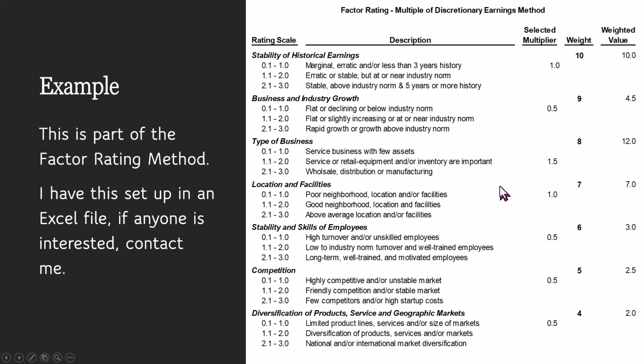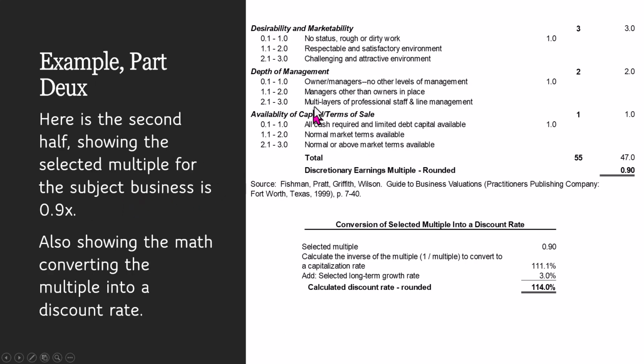Now, those are kind of the thought process that I go through, and I'll write them out in the report narrative when I use this. But let me show you the second half. Here's the other three categories. The multiple comes up to be 0.9. So if I have the selected multiple, I calculate it to be a capitalization rate. So 1 divided by the multiple gives me a percentage, 111.1%. I add the long-term growth rate that I'm using, 3%. And now I have a rounded discount rate of 114%.